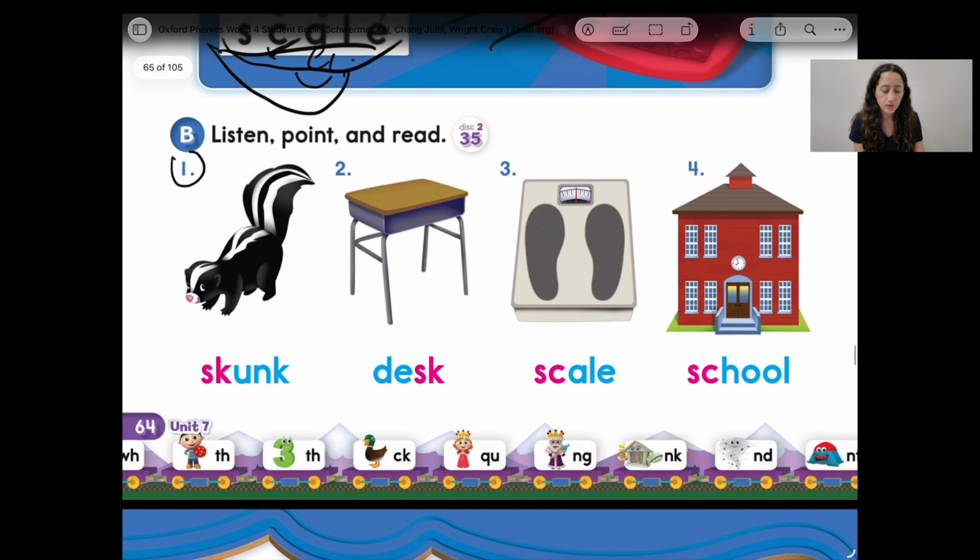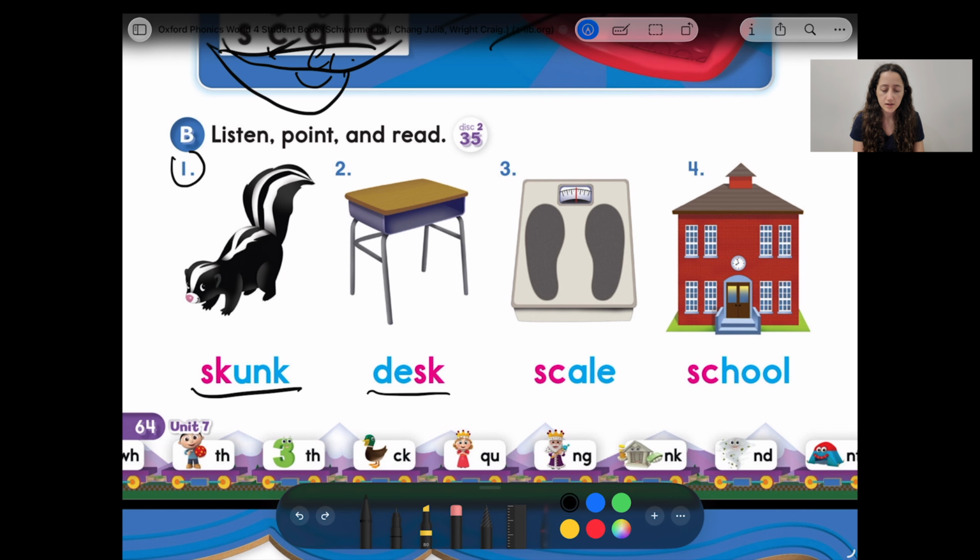So number 1, we have a skunk. This is a desk. Scale. What is your name? My name is A.